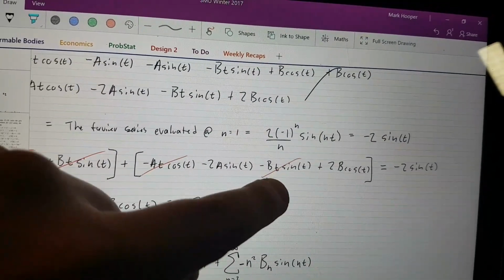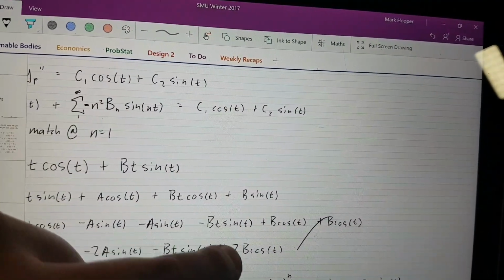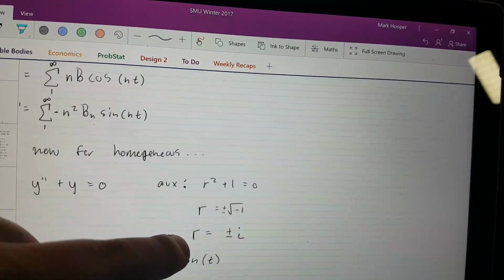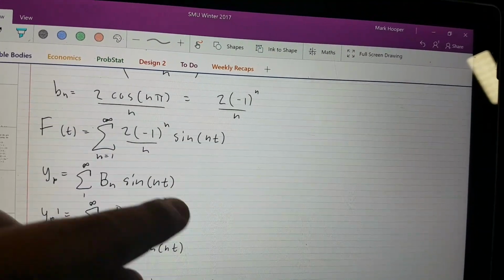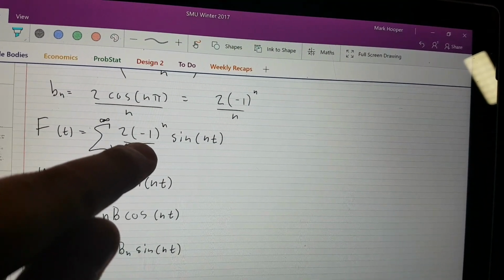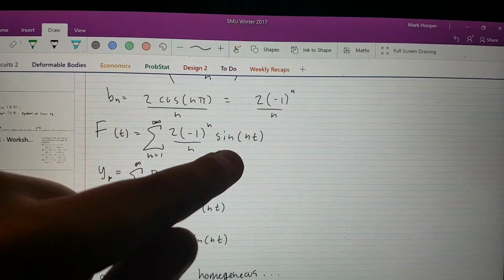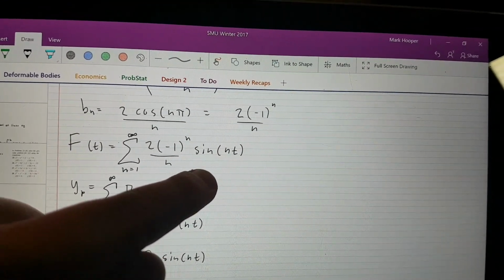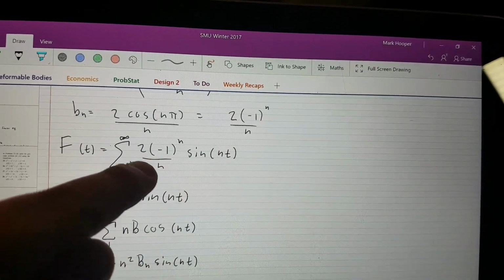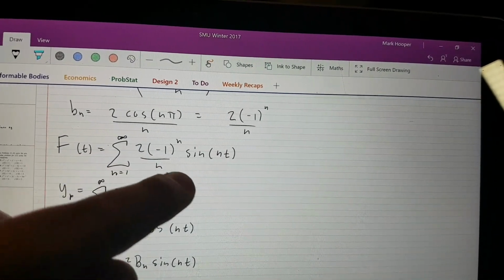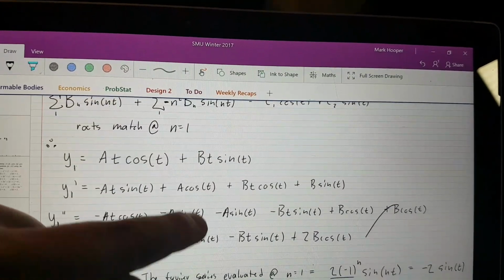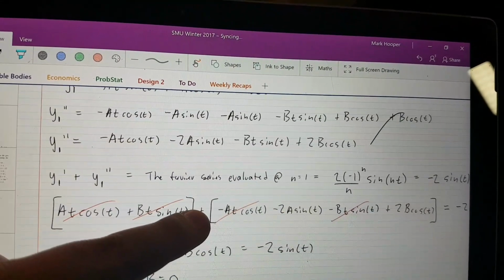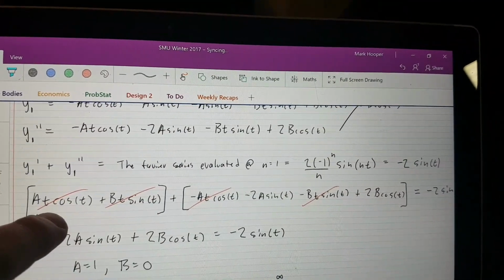Only, right? So at n equals 1, our original Fourier series had this, right? 2 times minus 1 to the n times sine nt. So at 1, this is going to be sine t. This is going to be negative 2 over 1, right? So negative 2 sine t. That's where this comes from, right? Oh, I could have just shown that. So anyway, this is y1.